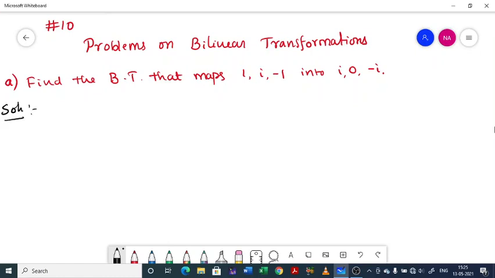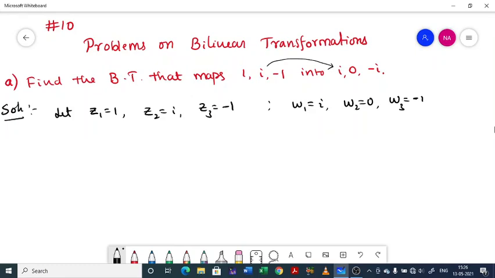So, solution. Here is the first problem we are going to consider. The problem statement is: find the bilinear transformation that maps 1, i, minus 1 into i, 0, minus i. Here the transformation is carrying points from this set to this set. So let Z1 equal to 1, Z2 equal to i, Z3 equal to minus 1. Next, W1 equal to i, W2 equal to 0 and W3 equal to minus i. So considering the given points suitably is the first step.